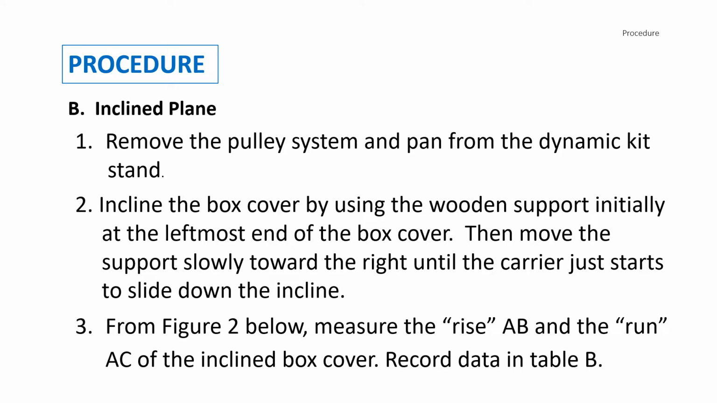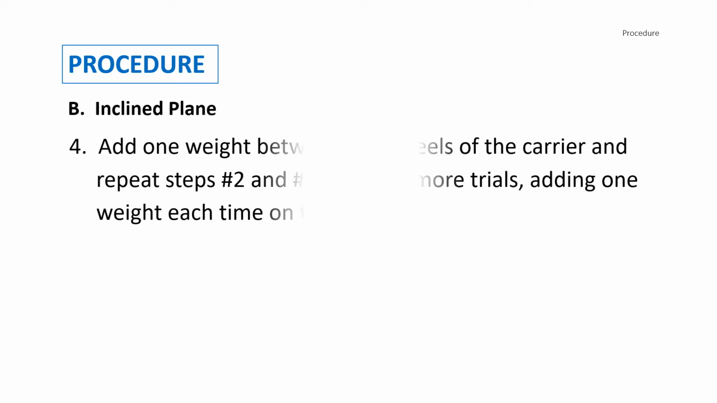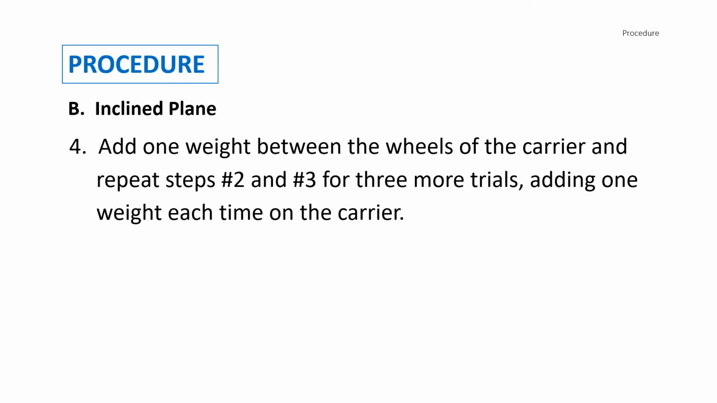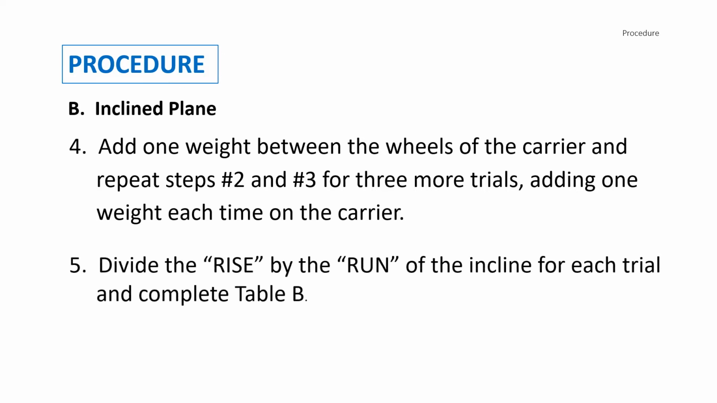If you need the figure or the setup, you may turn back to the slides earlier. Add one weight between the wheels of the carrier and repeat steps number 2 and 3 for 3 more trials, adding one weight each time on the carrier. Divide the rise by the run of the incline for each trial. Record in complete Table B.